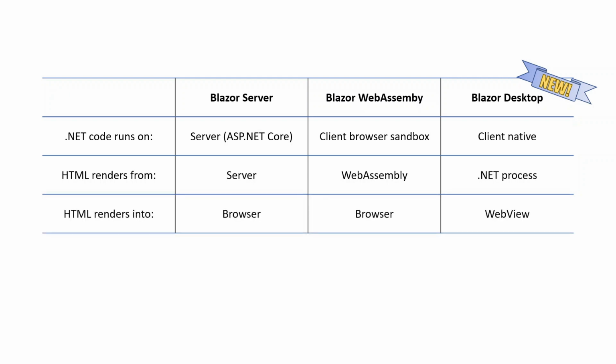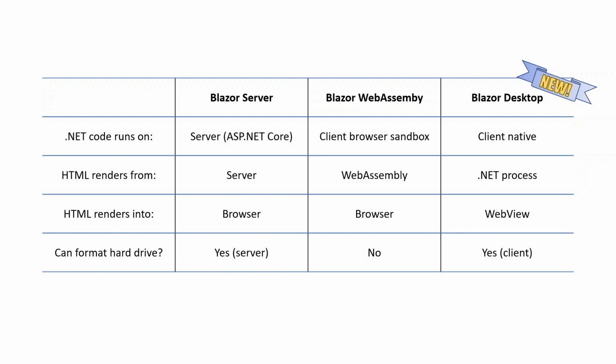Where does it render into? Well, on Blazor Server and Blazor WebAssembly, of course, it renders to a browser. That could be any browser. It could be Safari, it could be Edge, it could be Chrome, whatever it might be. On Blazor Desktop, we use a different web view on each platform that is appropriate. So on Windows, we run the Edge WebView 2 control, and on iOS and Android, we run those devices' custom WebView. And of course, the question everybody is wondering about, can you format the hard drive from Blazor?